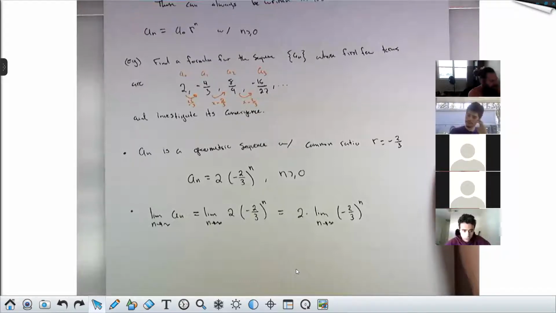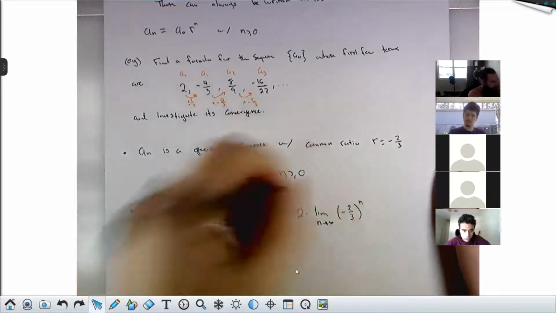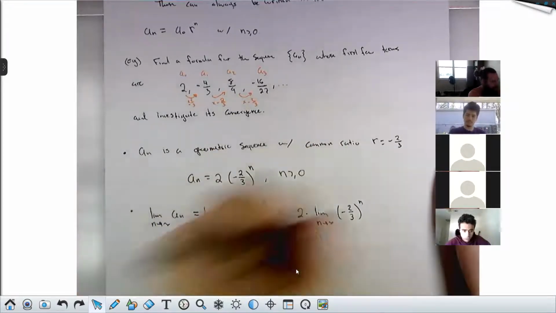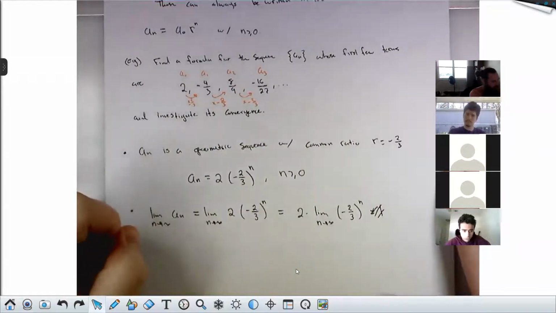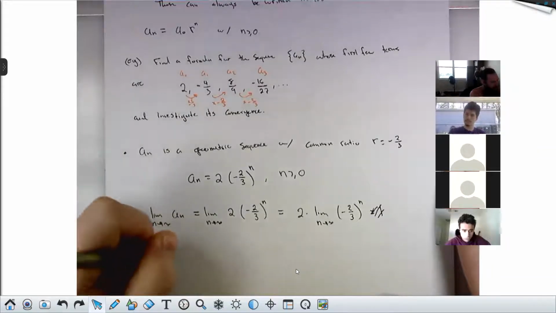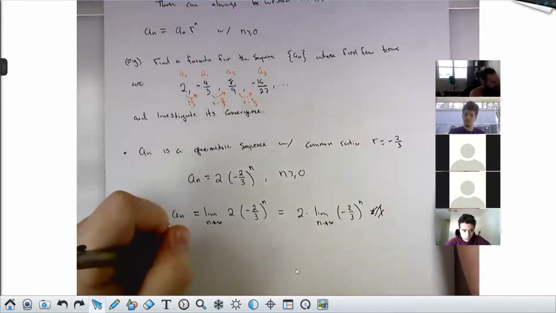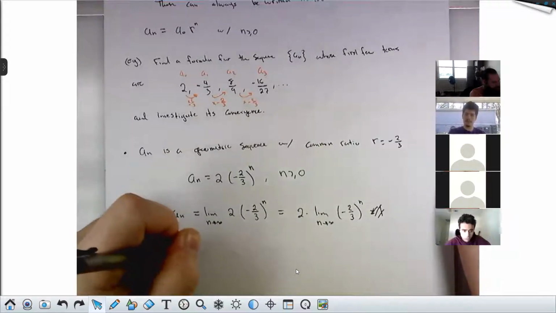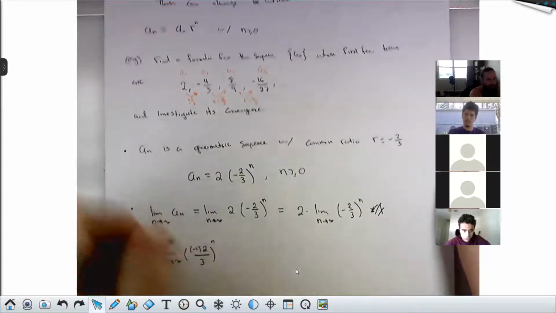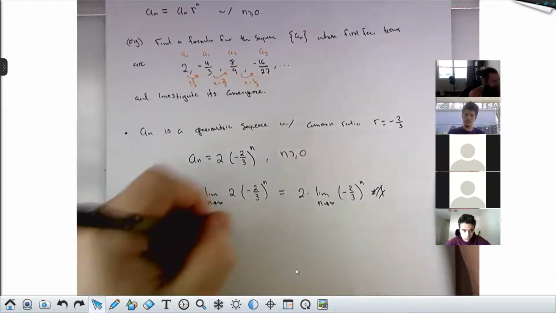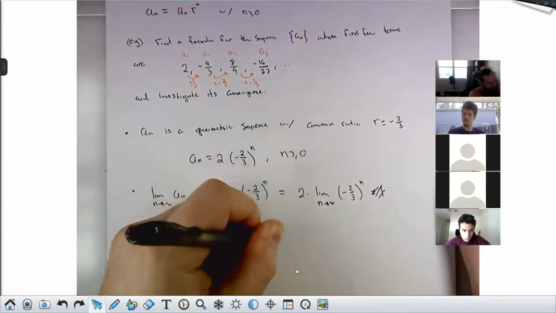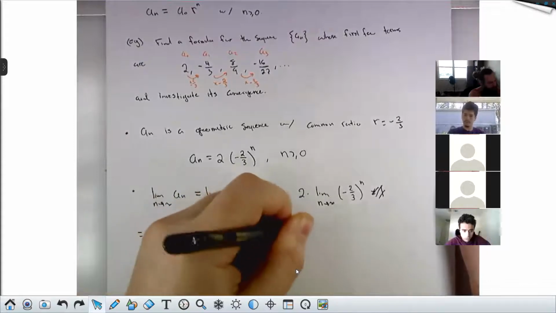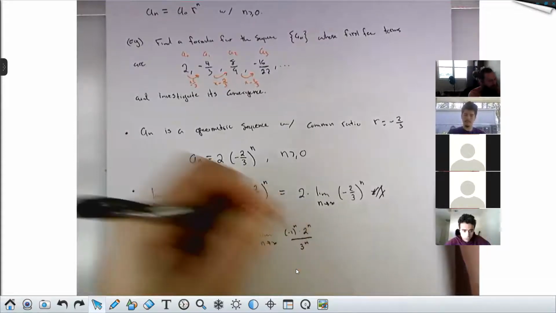How do I say this? If you wanted to try to split this up, you could write this as, the 2 is still here, 2 times the limit as n goes to infinity of negative 1 times 2 all over 3, to the n, right? So this would be 2 times the limit as n goes to infinity of negative 1 to the n times 2 to the n over 3 to the n.